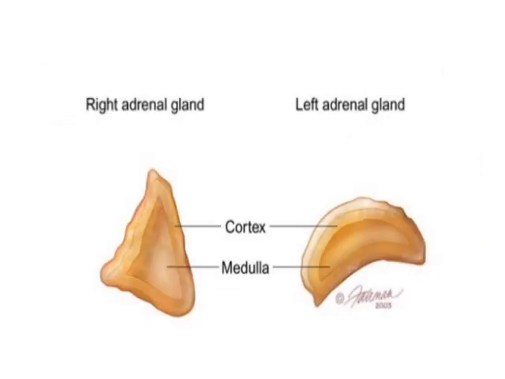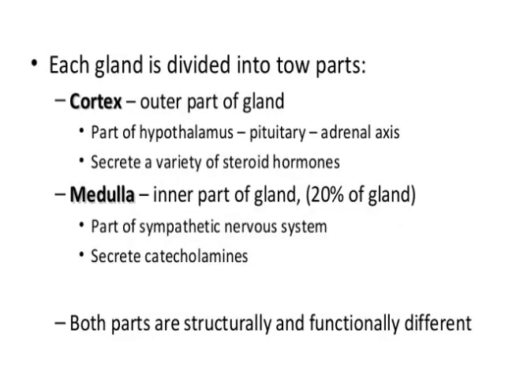Diagrammatic representation of the suprarenal or adrenal gland. The right adrenal gland is triangular in shape, and the left adrenal gland is not as triangular as the right one. Each adrenal gland is divided into two main parts, cortex and medulla.